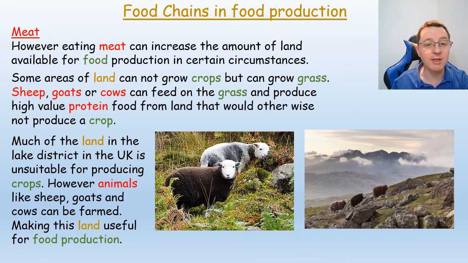Much of the land in the Lake District in the UK is unsuitable for producing crops. However, animals like sheep and goats and cows can be farmed, making this land useful for food production.